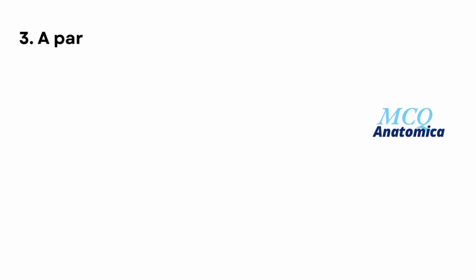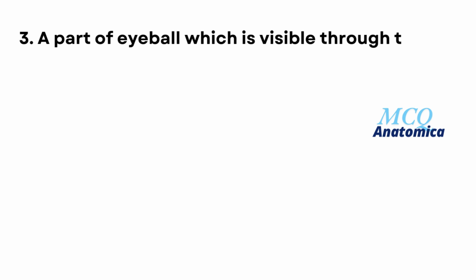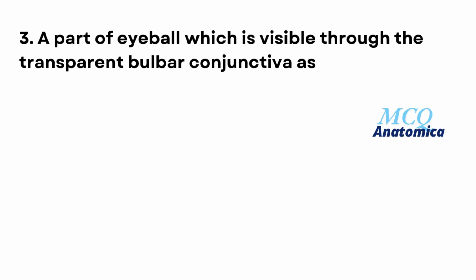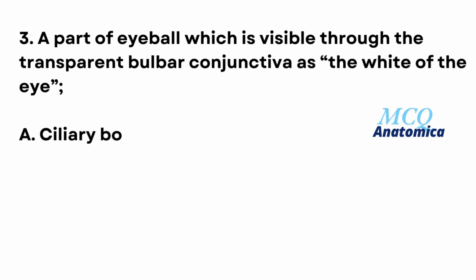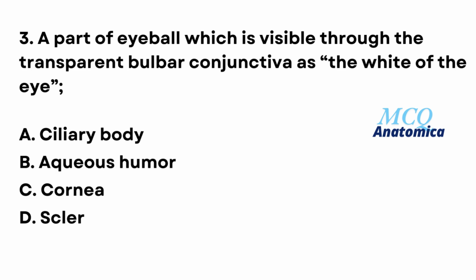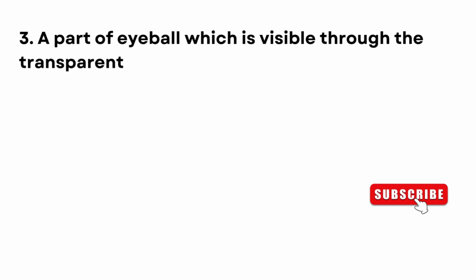3. A part of the eyeball which is visible through the transparent bulbar conjunctiva as the white of the eye. A. Ciliary body. B. Aqueous humor. C. Cornea. D. Sclera. E. Fundus. The answer is D. Sclera.